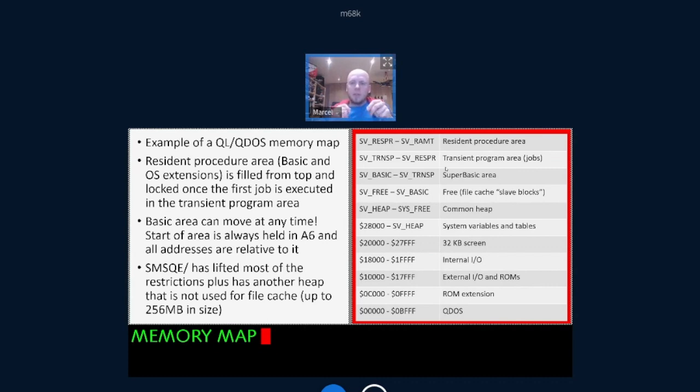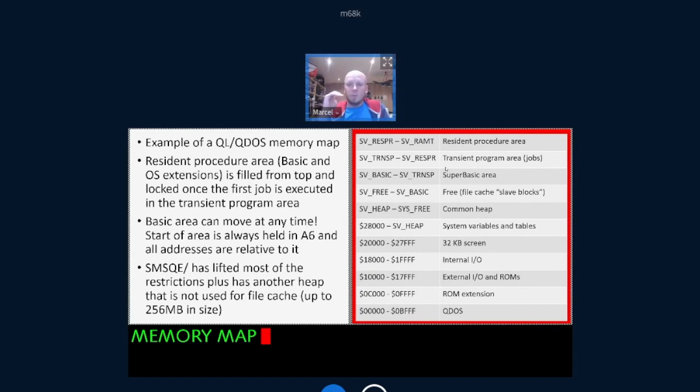Job, I should say, is something like a process these days. So every job is multitasked with the other jobs in the system. So that was finished. As soon as the first job was in the scene, you couldn't load any more stuff in the resident procedure area, because then the transient program area started to get filled. And that grew downwards, and the common heap grew upwards. And in the middle is SuperBASIC.